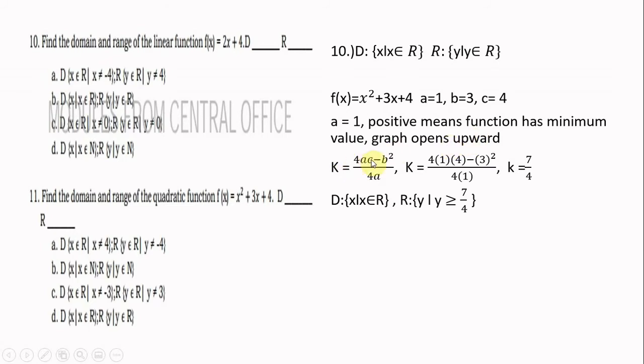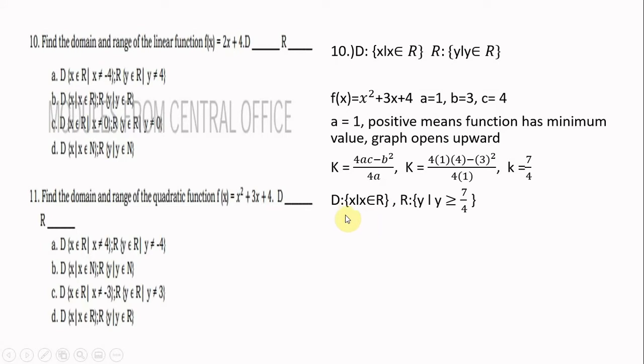So k is equal to 4ac minus b squared over 4a. So for k, substitute a by 1, c by 4, and b by 3. So that becomes 4 times 1 times 4, 16 minus 9. 16 minus 9 is 7. Divided by 4 times 1, that's 7 over 4. So therefore, the minimum value of the function is 7 over 4 because it opens upward.